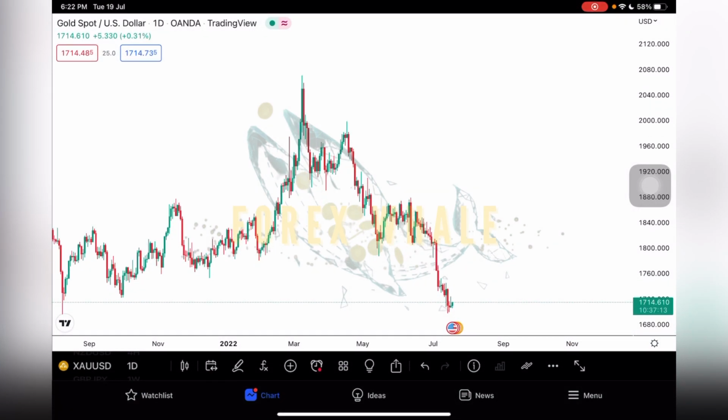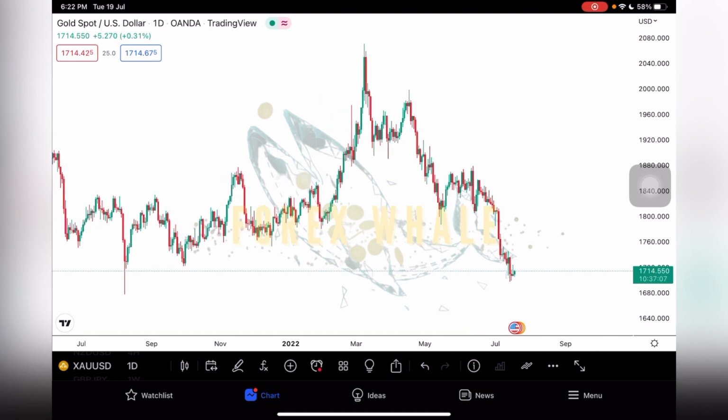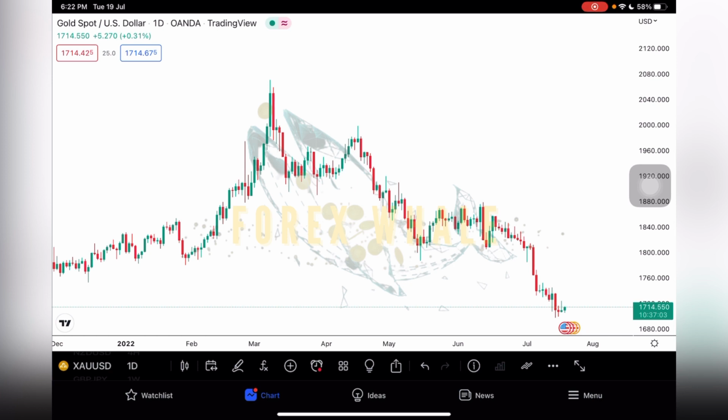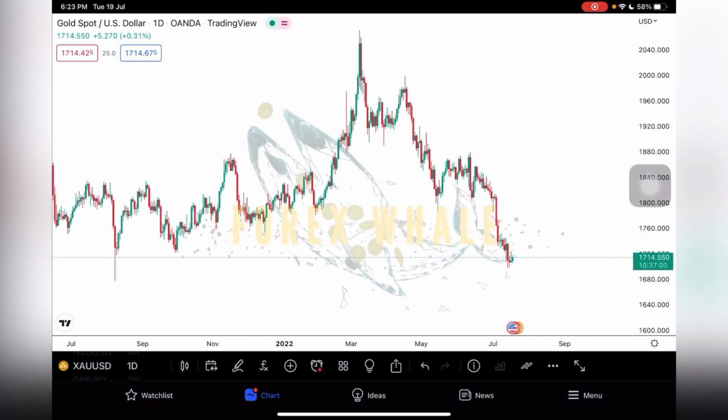Now that you are able to understand how an SNR looks like, how do we use that SNR for our trading? Here we have a chart.